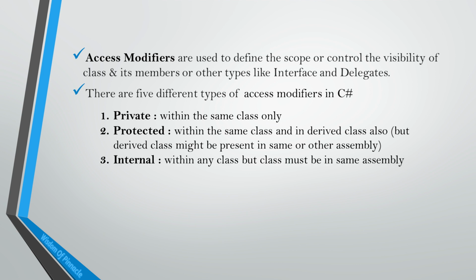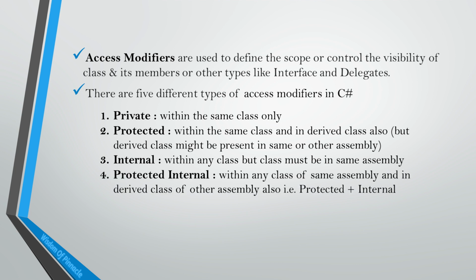Third one is internal. If a member is declared as internal, then that member is accessible within any class, but that class must be present in the same assembly only. Fourth one is protected internal. Now, as the name suggests, it's the combination of protected and internal access modifiers. So, a protected internal member is accessible within any class of the same assembly and a derived class of another assembly.